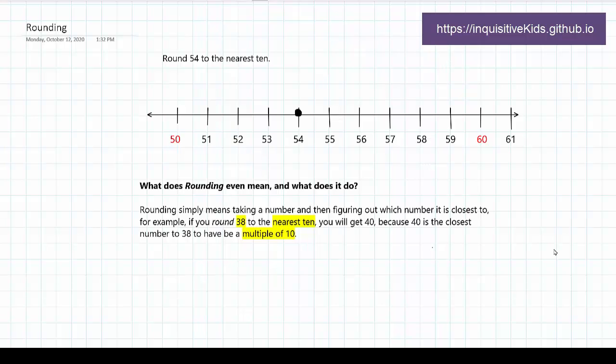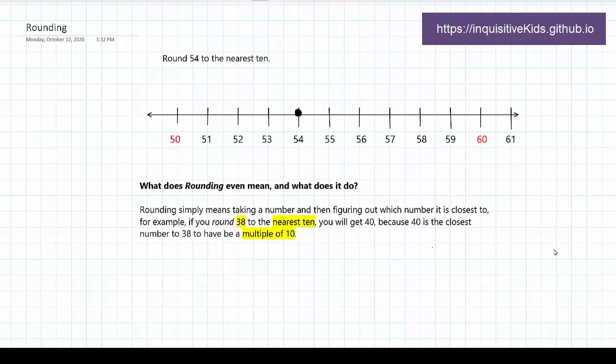To start, you need to have a good understanding of what rounding even means. Rounding simply means taking a number and then figuring out which friendly number or landmark number, which usually in math means tens, 20s, numbers that are easy to work with, it is closest to. For example, if you round 38 to the nearest 10, you will get 40 because 40 is the closest landmark number to 38.